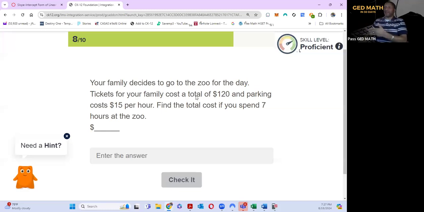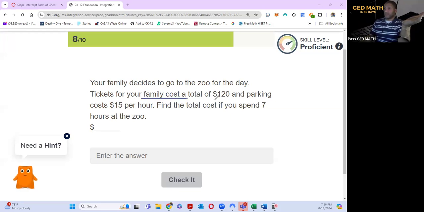Now, since I got that right, here's a word problem. Family decides to go to the zoo for the day. Tickets for your family cost a total of $120 and parking costs $15 per hour. Find the total cost if you spend 7 hours at the zoo. Oh my God, Mr. Tiz, I don't know. That easy problem didn't get to.